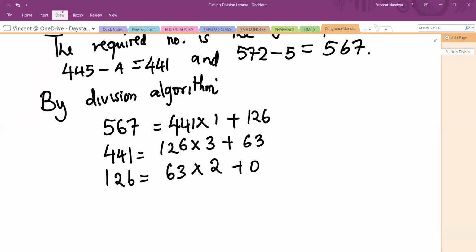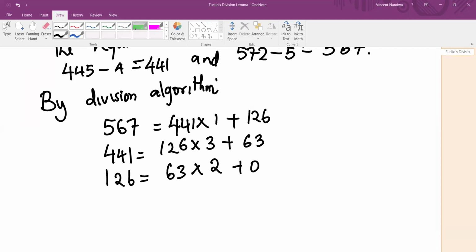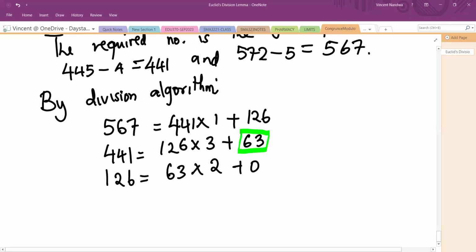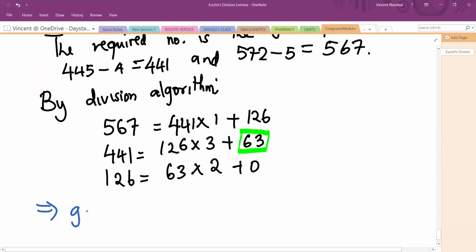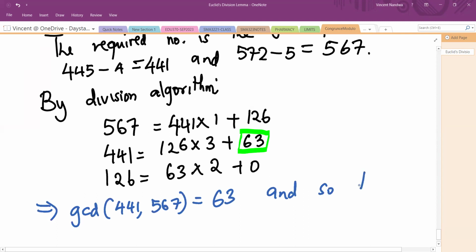Which means that the GCD of these two numbers is this previous non-zero remainder. So therefore, the GCD of 441 and 567 equals 63. And so the required number is 63.